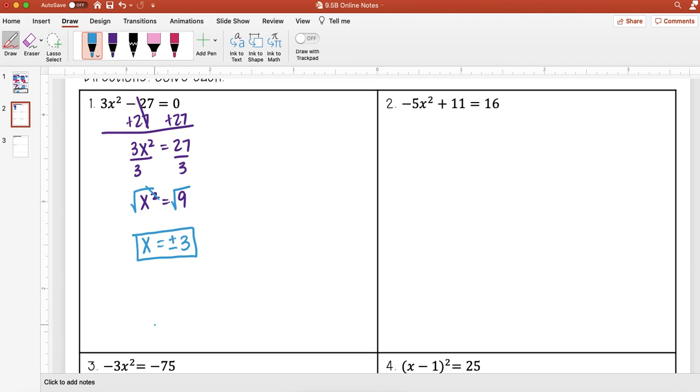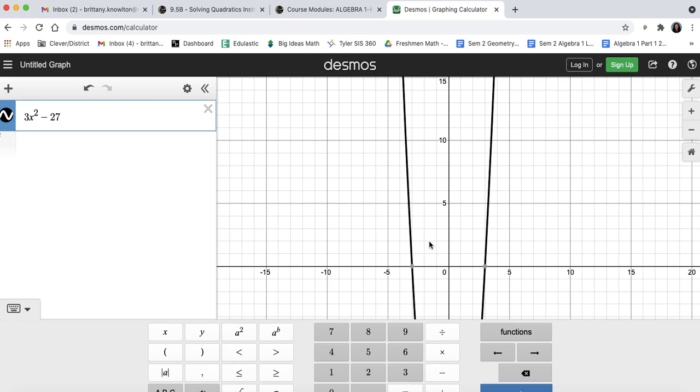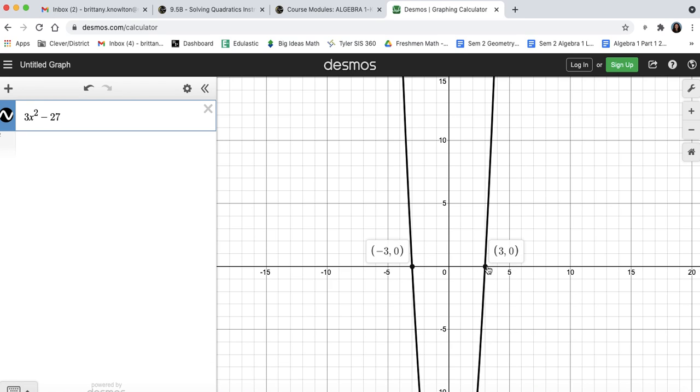And so if I were to ask you to write this as an ordered pair, that would mean that my answers are (3, 0) and (negative 3, 0). And we can see that when we graph it. So if I were to go ahead and graph this, I see that where my graph crosses the x-axis, those are my solutions.